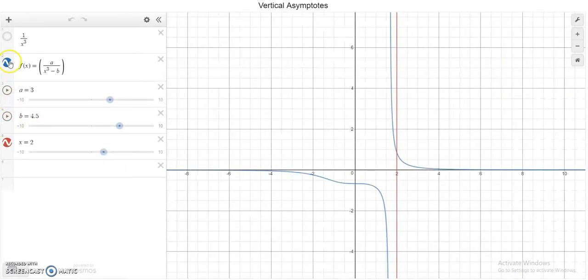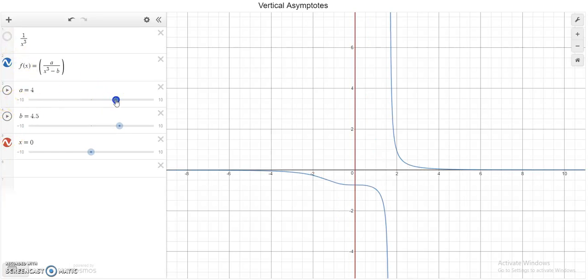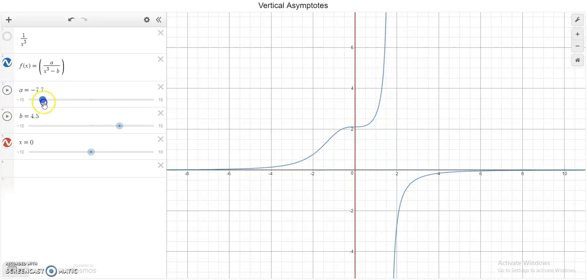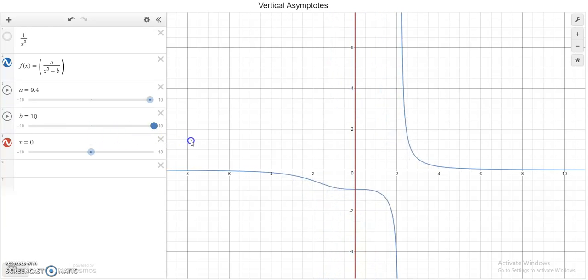The vertical asymptote of 1 over x cubed is at 0. Then we'll start playing with this. If we move A, we can see that it looks normal compared to the other graphs. It just switches direction. Our B value, once again, is the one that changes our vertical asymptote, because it moves it from left to right along the x-axis.